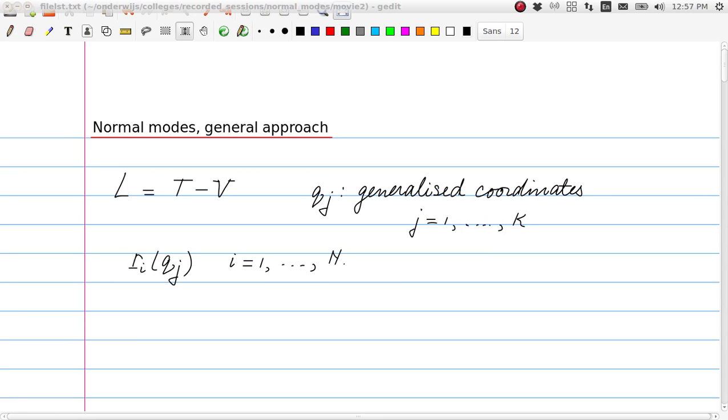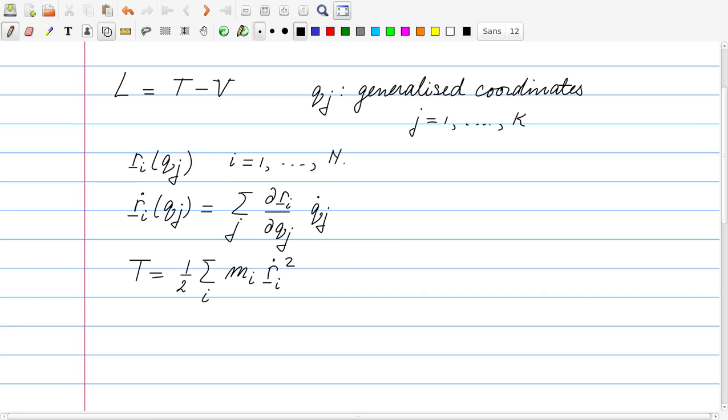Assuming that there is no explicit time dependence, we can write r_i as a function of the q_j, where i, the particles, runs from 1 to n, because there are n particles in the system. We can then also write the velocities of the particles in terms of these q_j, because the q_j carry the time dependence. And this results in r dot i, which is the velocity, as a function of q_j, and then we use the chain rule. It's equal to dr_i/dq_j, and then we multiply by q dot j.